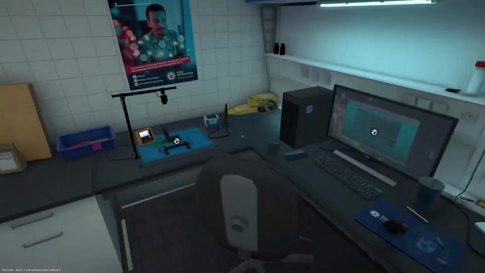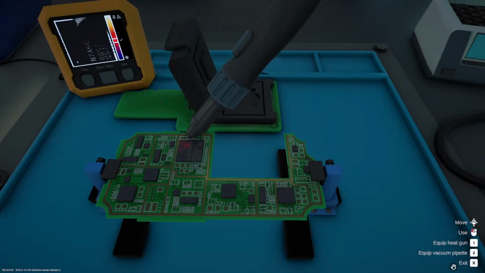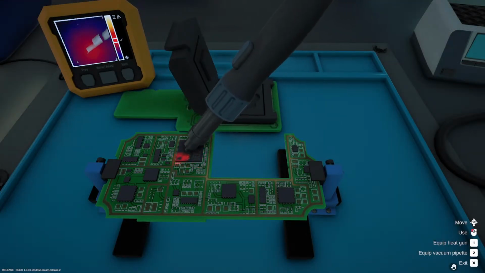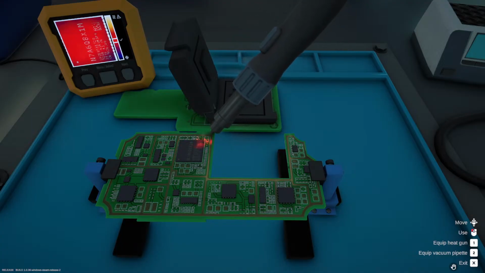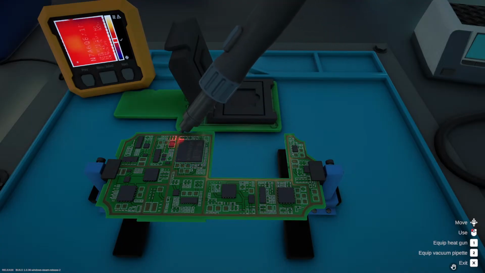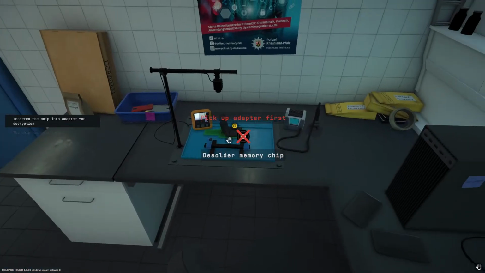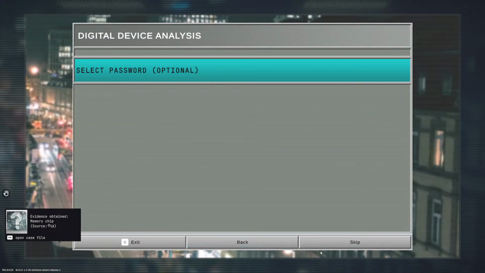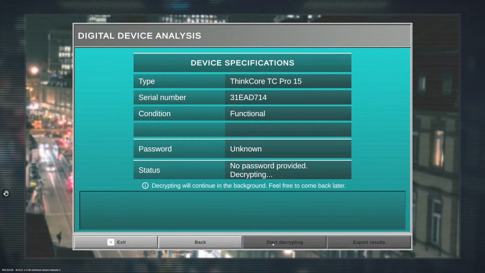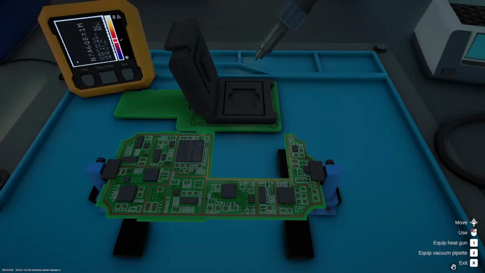Check out the phones. Wow, got the laptop. Let's heat this bad boy up. Loosen it up, like that. Right, bring it to the computer. We'll start decrypting that. While that's decrypting, we'll work on the next one.